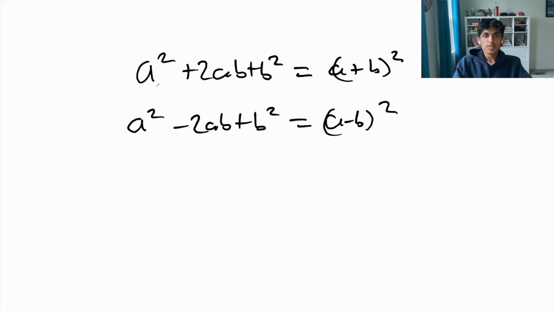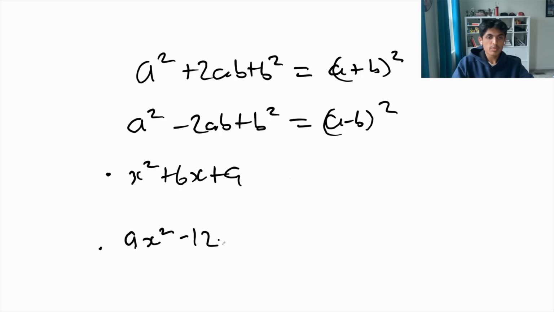Okay, so this is how these two go. If you ever get confused with any of these, you can just take (a plus b) squared and FOIL this one out, and you will end up with this. And same thing with this one. So now two examples for this one are going to be x squared plus 6x plus 9 and 9x squared minus 12x plus 4.